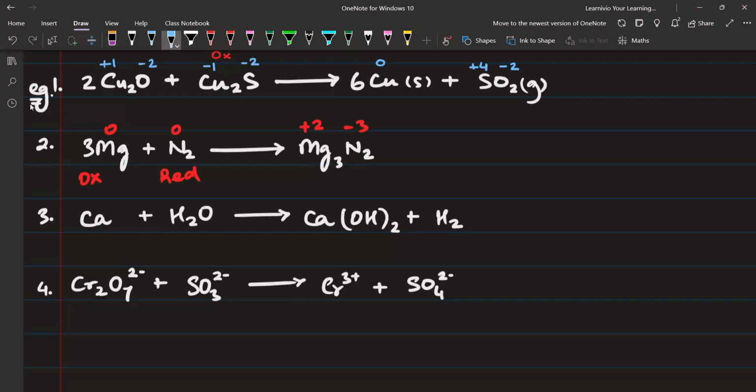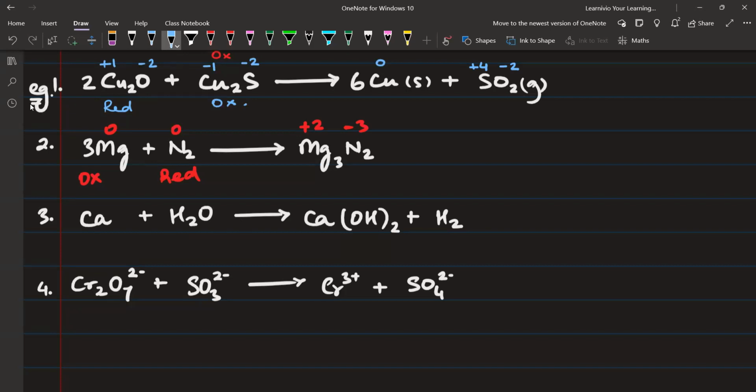Now, what has happened to the copper? If you look at copper, the copper has been reduced. And what happened to this sulfur? This sulfur has been oxidized. Can you see that? Yes or no? Please tell me. What has happened in this? This has been oxidized.